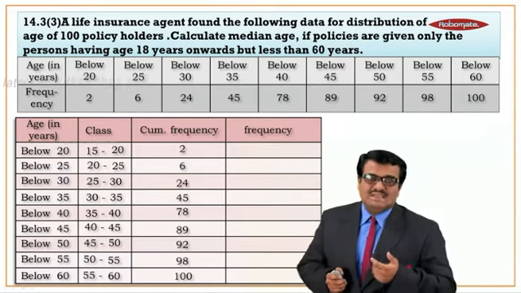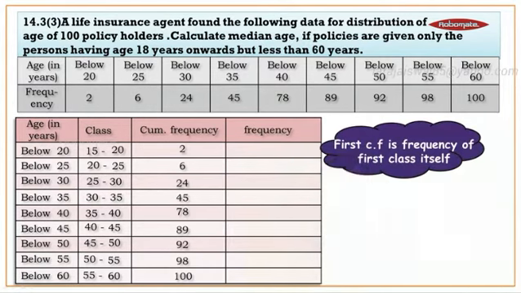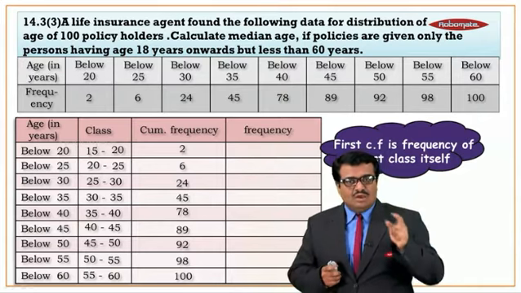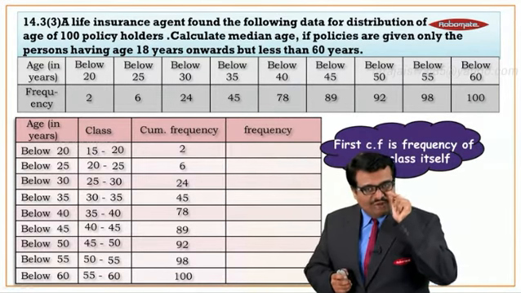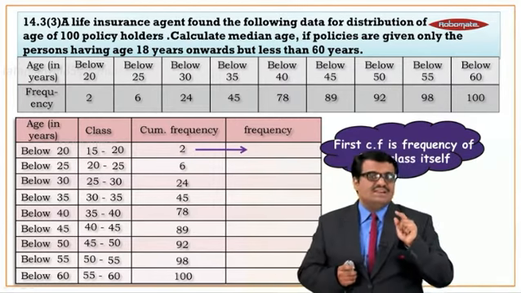Now let us write frequency in the last column. The CF of the first class and the frequency of the first class is the same. The first CF is the frequency of the first class itself. So this 2, which is the cumulative frequency of the first class, and the frequency is also the same. So there also we'll write 2 only.